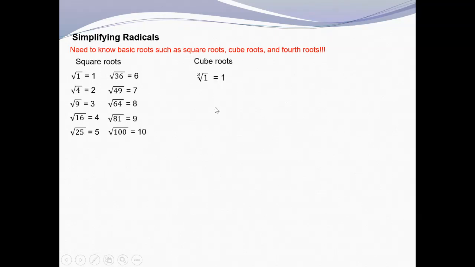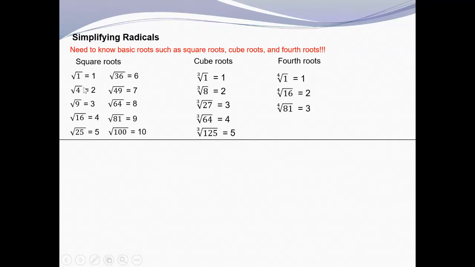Now cube roots. Know at least up to 5. The cube root of 1 is 1. The cube root of 8 is 2. Why is this true? Because 2 times 2 times 2, 3 times, will give us 8. At least know up to 5. For the fourth roots, at least know up to 3.